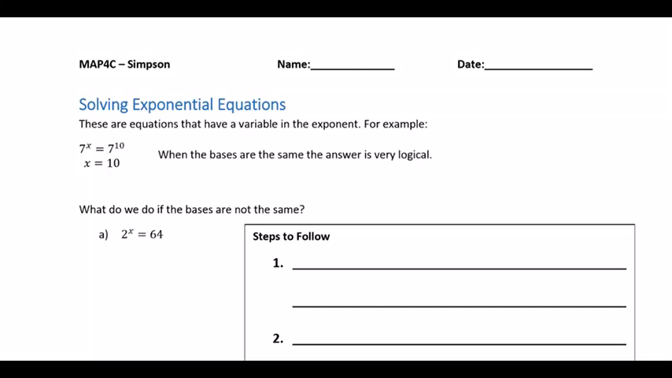So today we're going to be solving exponential equations. Now, an exponential equation is something that looks like this. You have something on the left side equal to something on the right side, and both sides usually end up having the same base. Now, if the bases are not the same, then you can't do something like this.